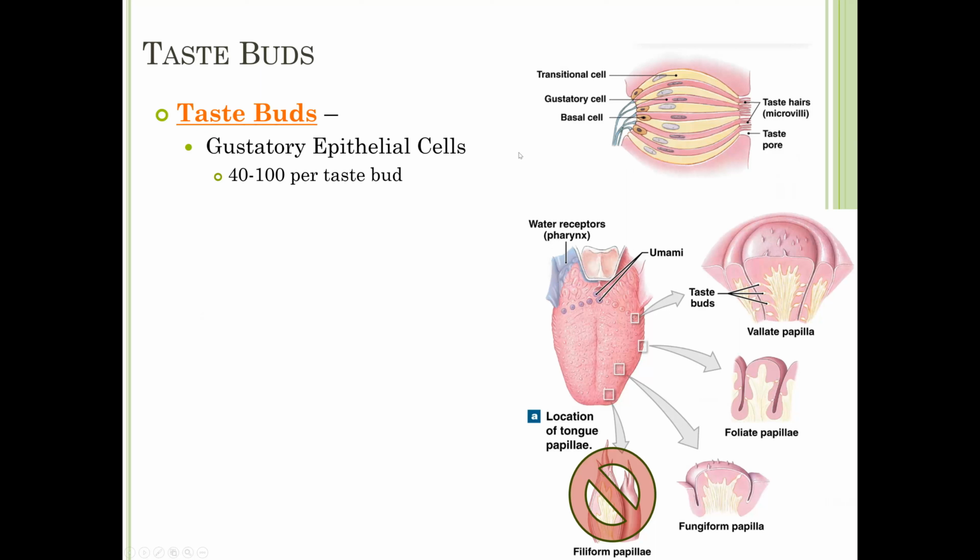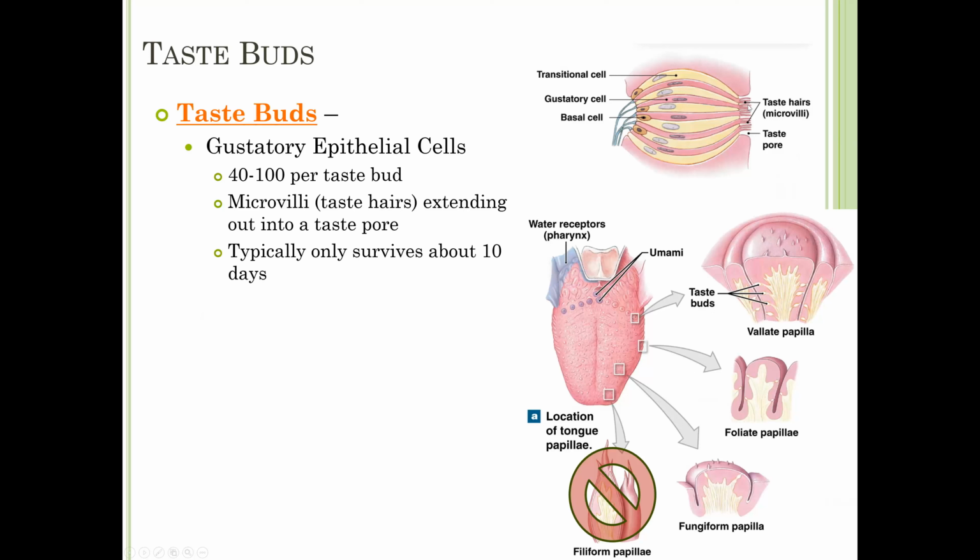Each one of the gustatory epithelial cells has tiny little microvilli that extend off of the end. This would be the end that faces the environment inside the mouth. And so these little microvilli are often called taste hairs, and they extend into a little depression called a taste pore.